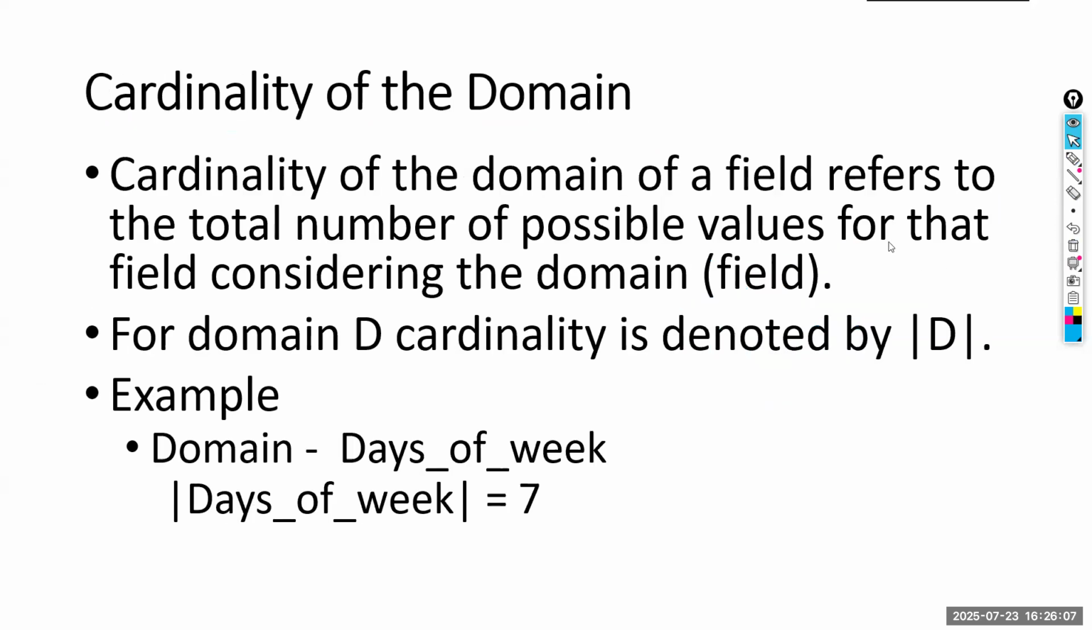Then the cardinality of a domain. So cardinality of the domain is the number of possible values for that attribute. For example, gender: the number of possible values is two, male and female. Cardinality of the domain for gender is two. If it is day of the week, only Sunday, Monday, Tuesday, Wednesday, Thursday, Friday, Saturday are allowed. So that means the cardinality of the domain is 7. If it is a month, the cardinality of the domain is 12. So these are just terminology, okay, words.